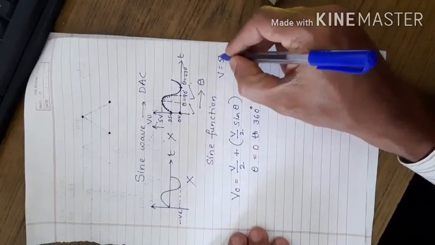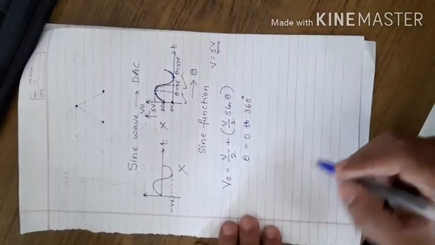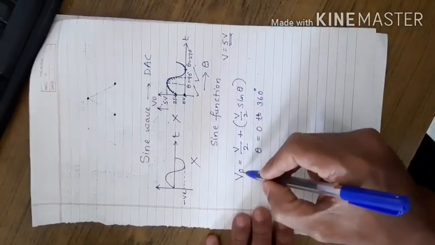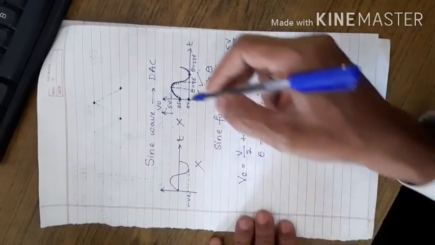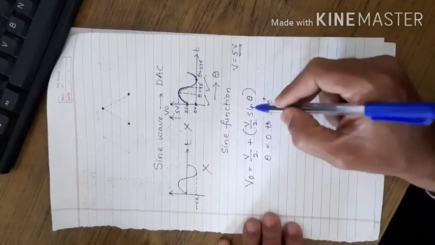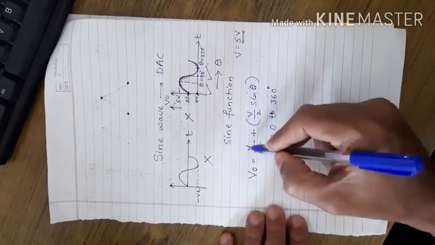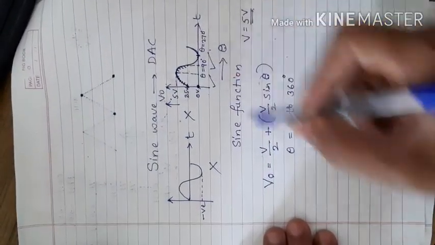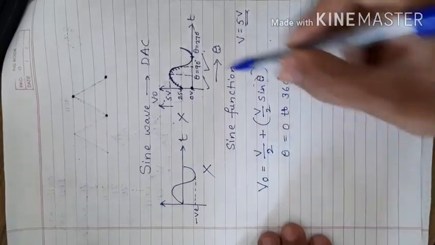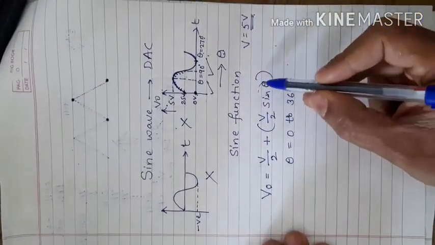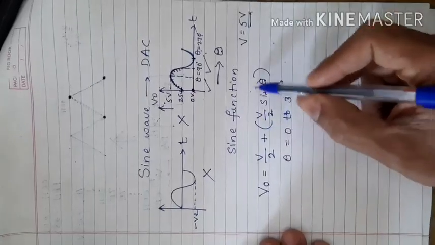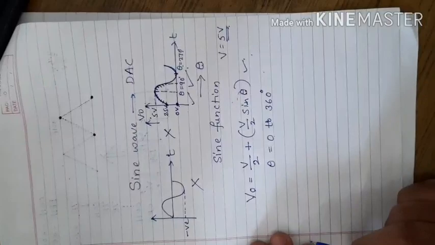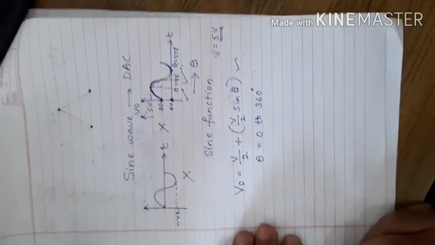Now if you substitute theta equal to 0 here, with V equal to 5 volts, the maximum voltage, this part will become 0 and you will have V0 equal to 2.5. Similarly, when theta is equal to 90 degrees, this becomes 1: 2.5 plus 2.5, you will get 5 volts. When theta is equal to 180 degrees, again you will get 2.5 volts. When theta is equal to 270 degrees, this will become minus 2.5 plus 2.5, and you will get 0. So this is the formula required to generate the sinusoidal waveform.